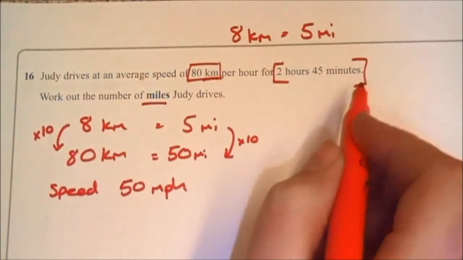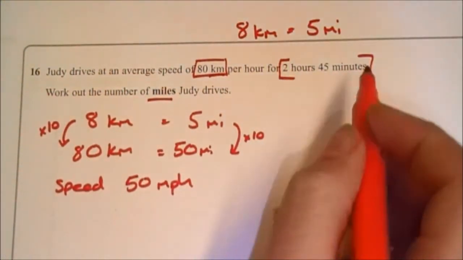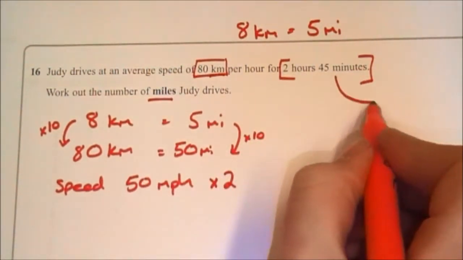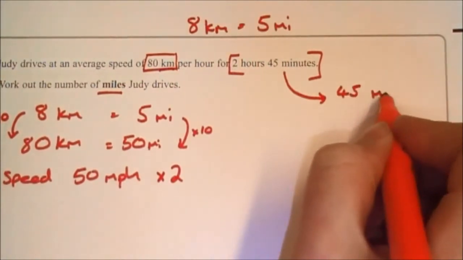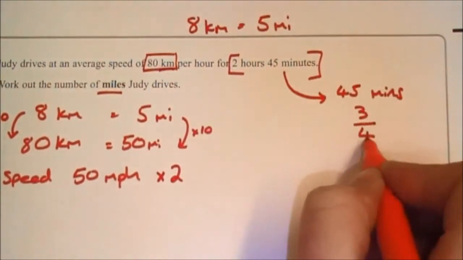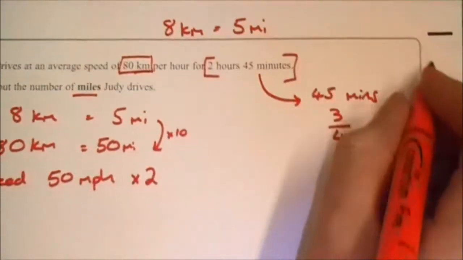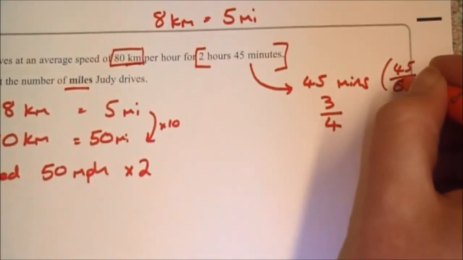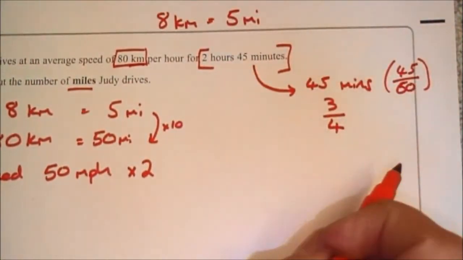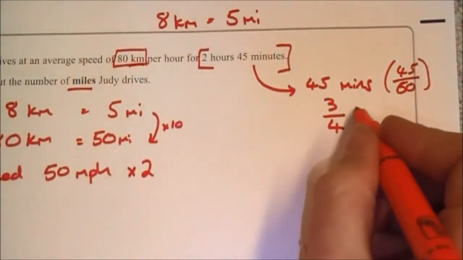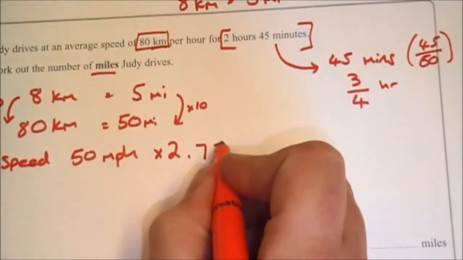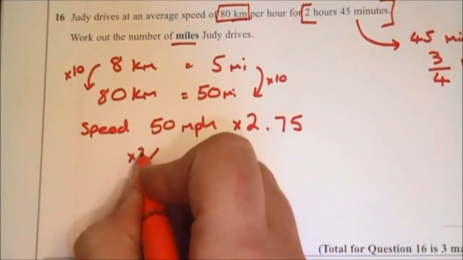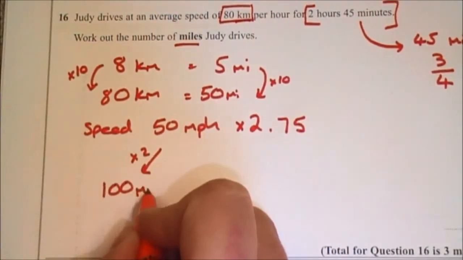Now at this point, you can't go timesing that by 2.45 because that's not how time works. You can times it by the 2, yes, for the 2 hours, but then you have to consider 45 minutes. And 45 minutes is actually 3/4 of an hour. So if in doubt, you would put the 45 minutes out of the 60, which is how many minutes there are in an hour. So it's 3/4 of an hour, so it's 2.75. So let's do 50 times by 2 first. So that would give us 100 miles.